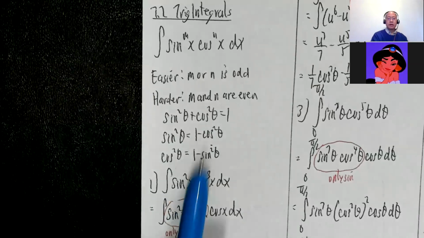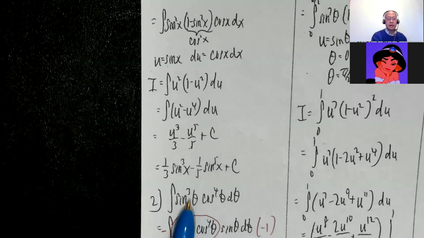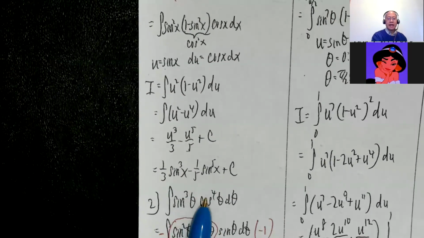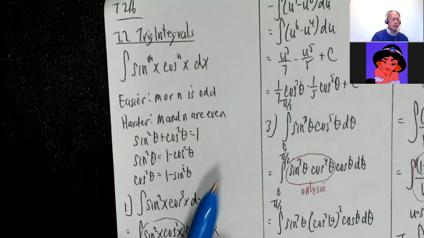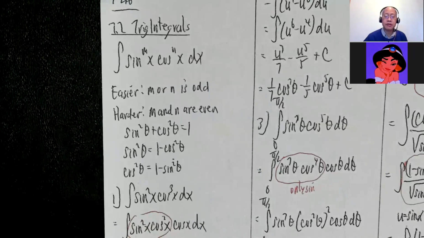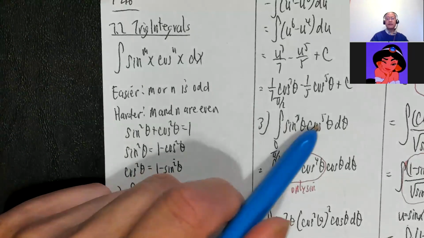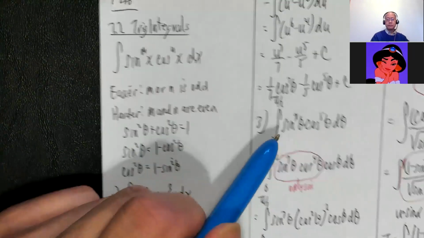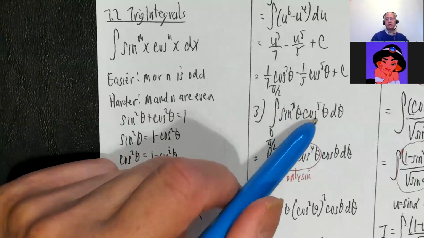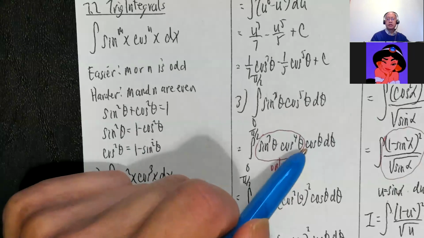Okay. Problem number one, the n was odd, but the m was even. That's okay. Problem two is the other way around. The m is odd and the n is even. That's still good. And this problem, they're both odd. Okay. So the one that we don't like, the one that's the hardest, is if they're both even. Okay, I'll have to show you what happens there. But here, they're both odd, so that's good. So you actually have a choice. You can pick either one. So if you have a choice, normally take the smaller exponent. So cosine to the fifth, I make it cosine to the fourth times cosine.